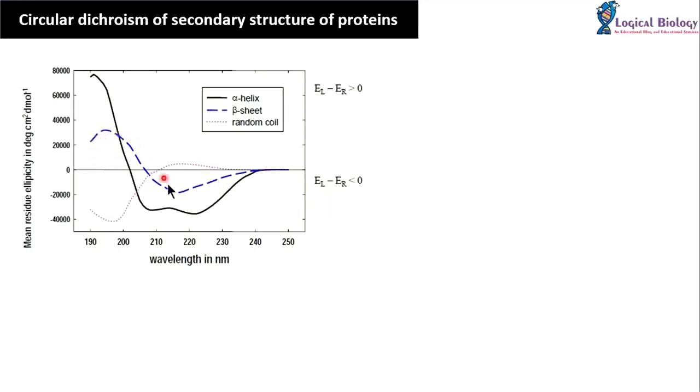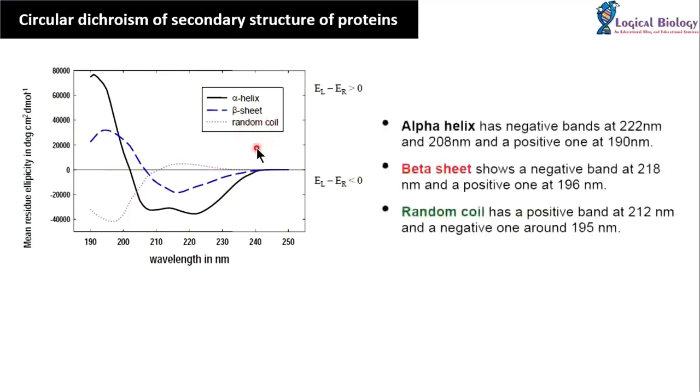Now this dotted blue line is for beta sheet. I can say that there is 1 positive and 1 negative band. And finally we have a random coil, which is neither alpha helix nor beta sheet. We have a strong negative band and a very small positive ellipticity. So these 3 lines can be used as standard curves of CD spectroscopy for alpha helix, beta sheet and random coil. Now again we repeat it.